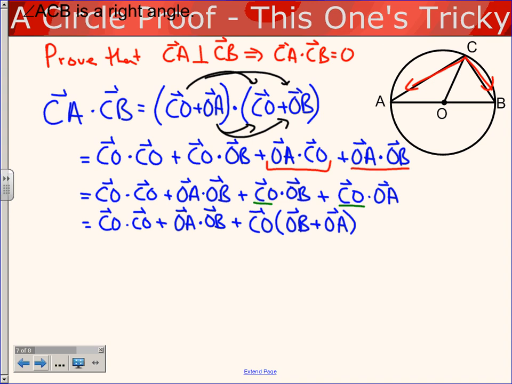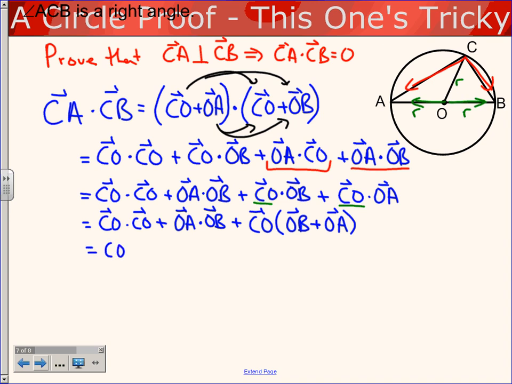Can you see why that was a good idea? We mentioned it a second ago, right? OB and OA are opposite vectors. Now, I guess I should be careful there. I'm going to put an R there, an R there, and an R there. Those are all radiuses of the circle. So the OB and OA are definitely opposite directions. They're also equal magnitudes, so they're equal vectors.